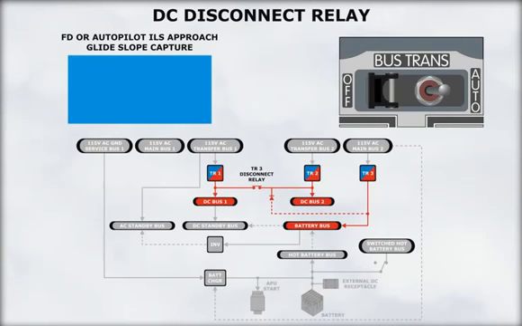A DC disconnect relay isolates TR1 from TR2 and 3 when at glide slope capture during a flight director or autopilot ILS approach, or when the bus transfer switch is placed to off. The purpose of this relay is to provide independent electrical power sources for the captain's and first officer's navigation receivers and auto-flight system. This is a requirement for Cat 2 and Cat 3A certification.